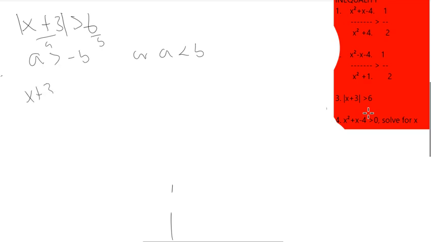So we have the modulus of x plus 3 is greater than 6. Now whenever you have a modulus like this, your a value is going to be greater than minus b, or a is less than b, right? This one that is here is our a, and this is our b. So we're going to say x plus 3 is greater than minus 6, or x plus 3 is less than 6. So we're going to bring this 3 to this side. So x is greater than minus 9, or x is less than 3, because 6 minus 3 is 3.